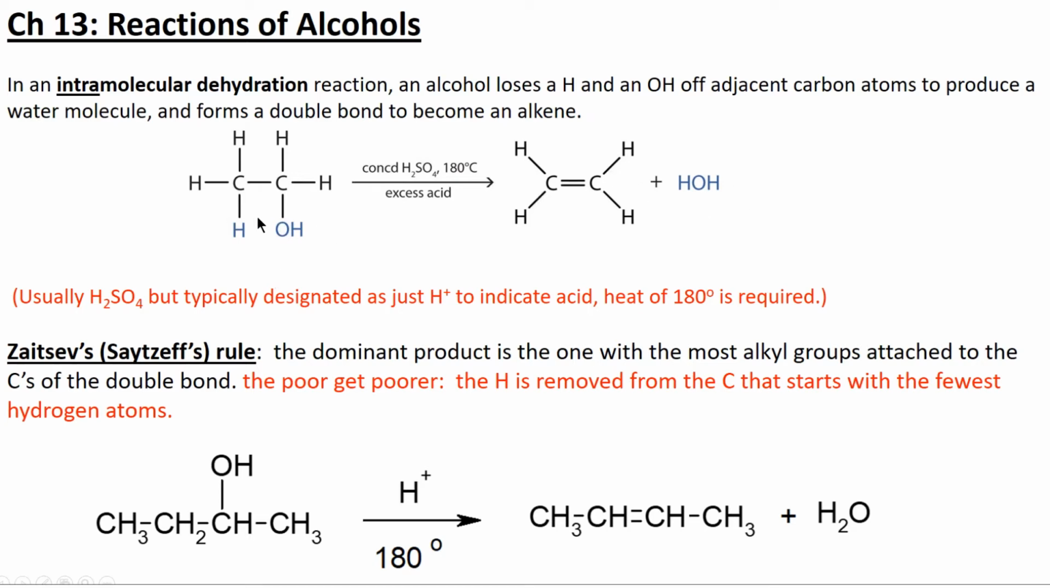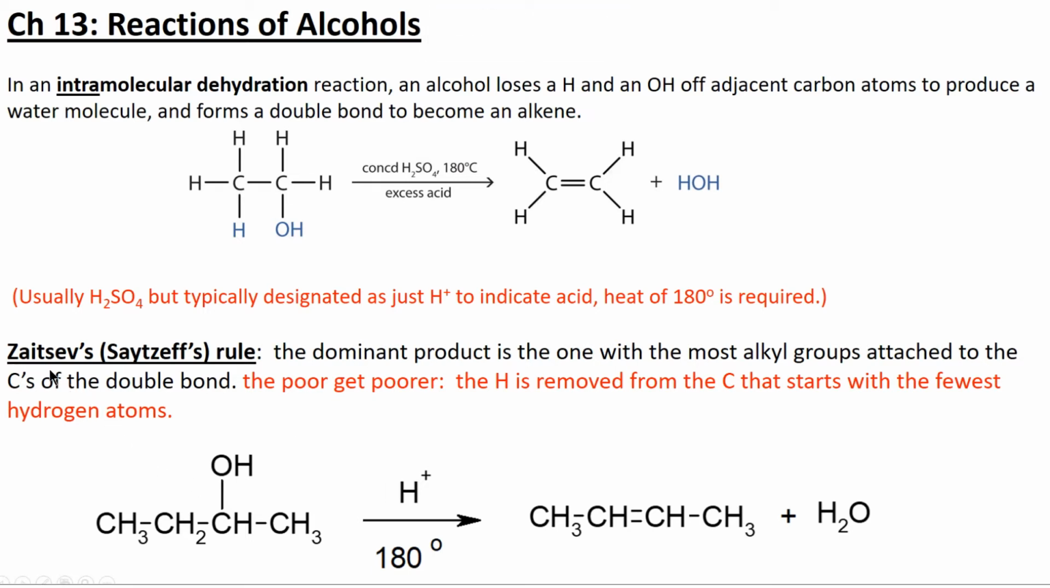Once this loses its water, these carbons then only have 3 bonds: 1, 2, 3. 1, 2, 3. So to make them happy, we put a double bond between the two. Now they all have 4 bonds. Again, this is in the presence of an acid, which can be represented as H+, and heat. 180 degrees Celsius is quite a bit hotter than room temperature, which is 25 degrees Celsius.